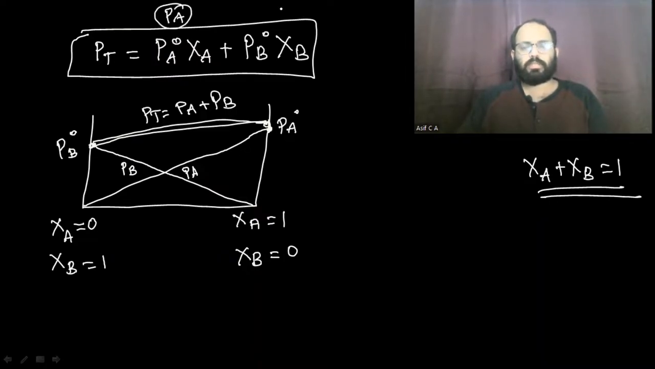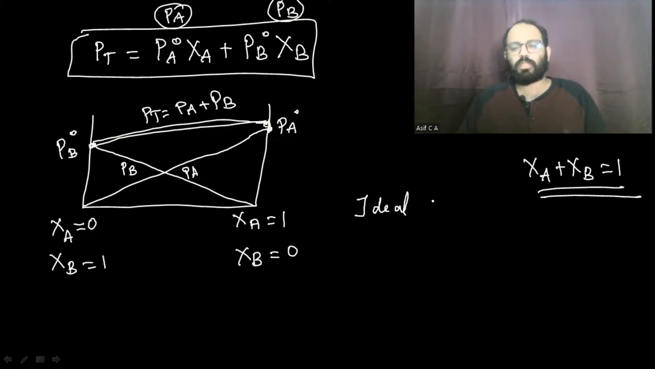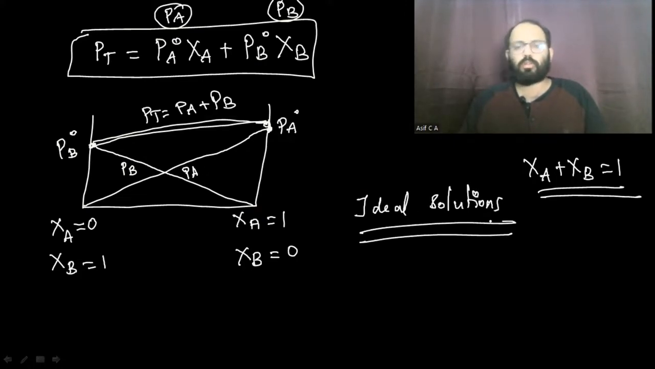This is what PA is and this is what PB is. Okay, fine. Now look at that. This is your equation and this is your graph for Raoult's law. So the solution that obeys Raoult's law, we'll be calling this solution an ideal solution. Ideal solutions are those solutions which obey Raoult's law over the entire range of concentration.